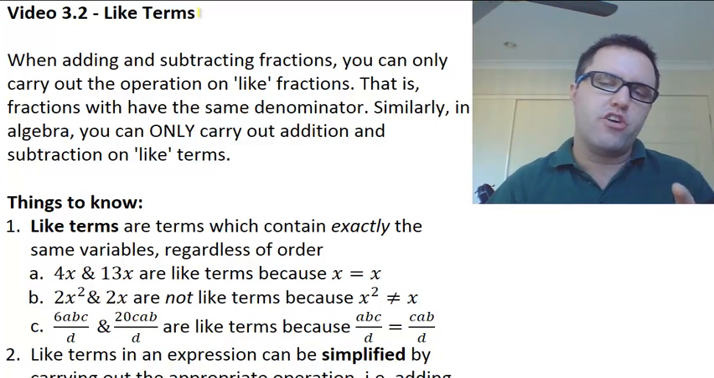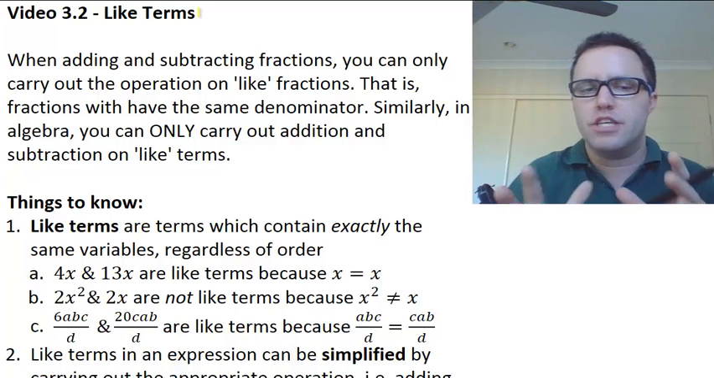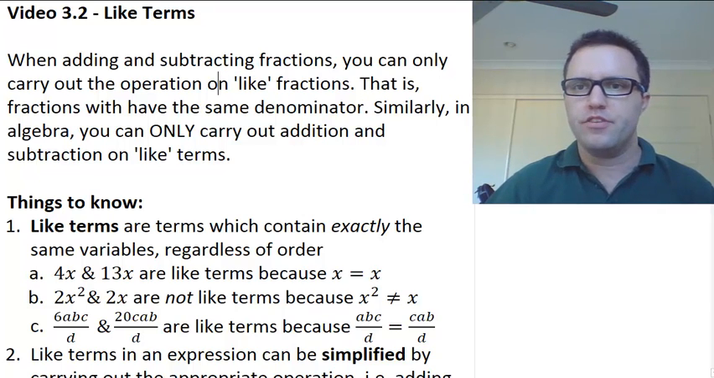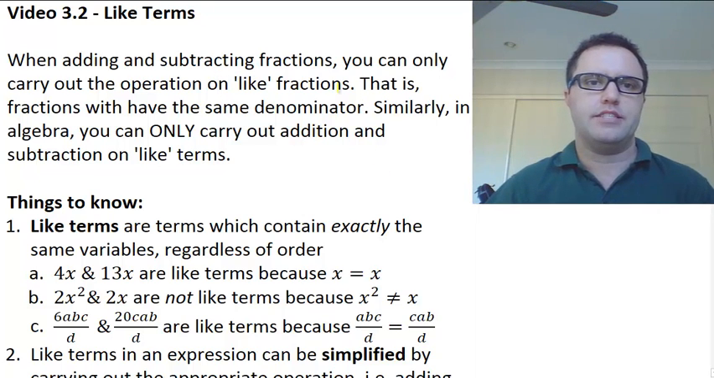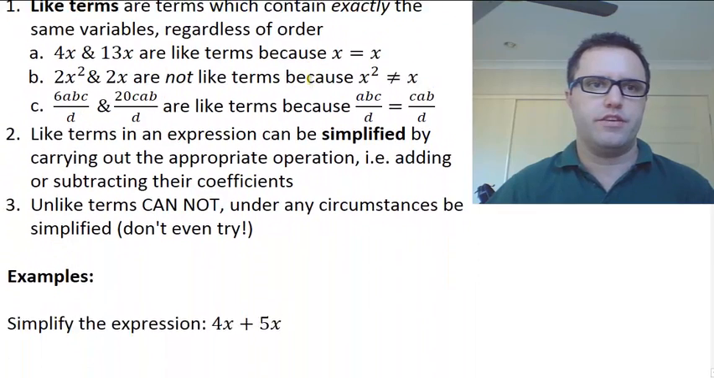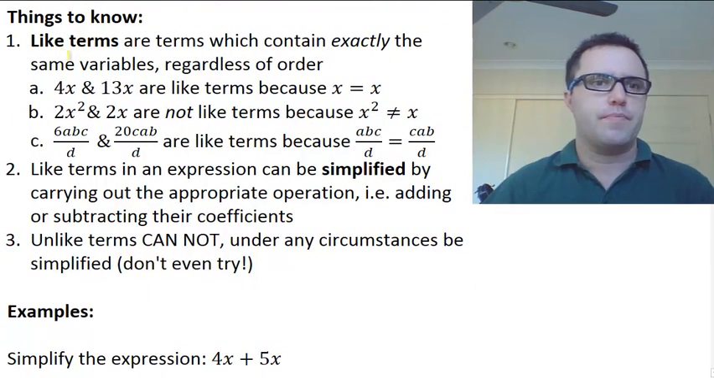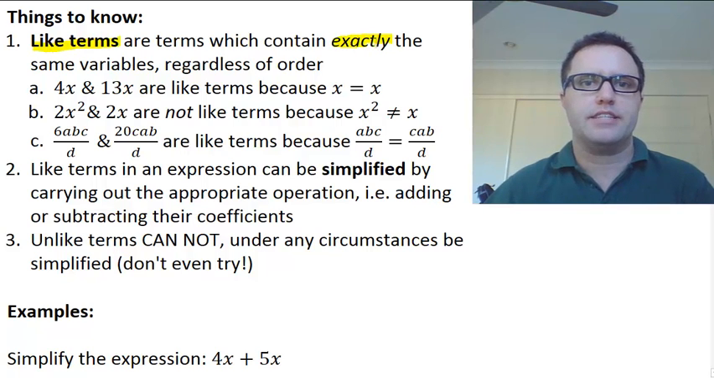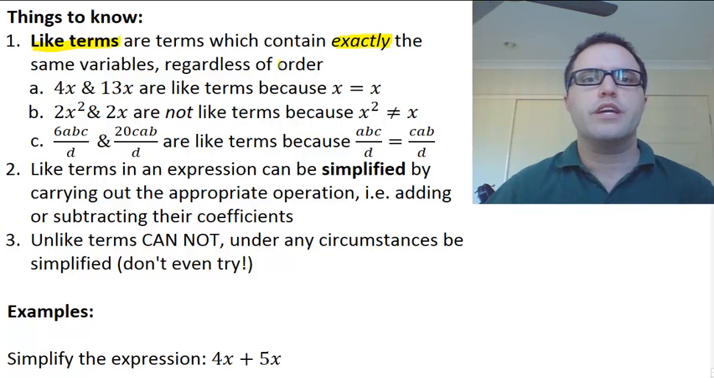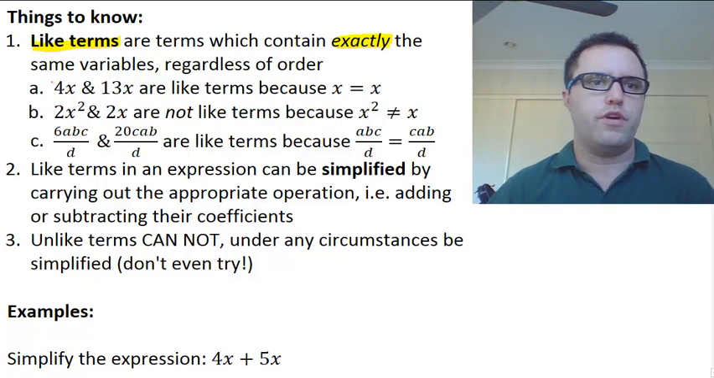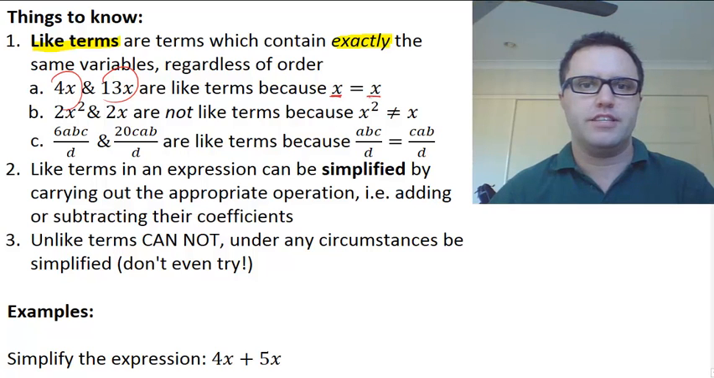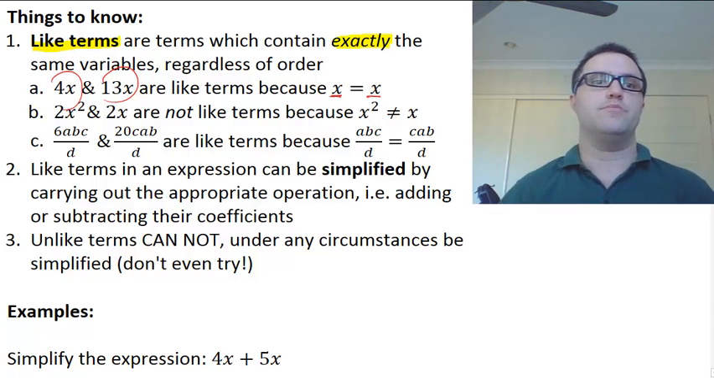Now, it's not necessarily anything to do with denominators, but you'll see what's going on. So, here's a couple of things that you need to be aware of with like terms. First off, like terms are terms which contain exactly the same variables regardless of their order. So 4x and 13x are like terms because they both have just x. Their variables are just x, so they are like terms.